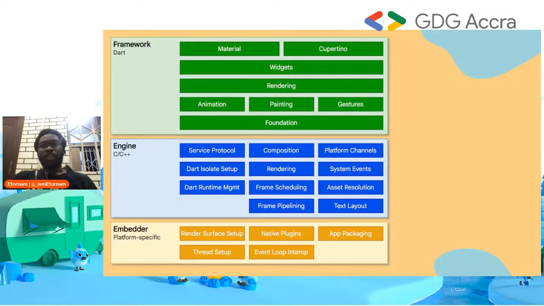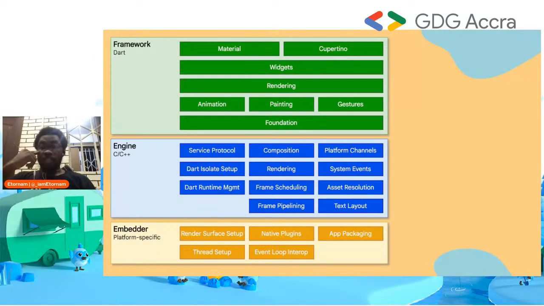I mean, it doesn't eat up your CPU when it is running at 60 FPS, unlike other frameworks or platforms, where you start realizing that your phone is getting hot or it's using a lot of battery. Flutter has this by default. So inside this engine, you have your service protocols, your compositions, your platform channels.